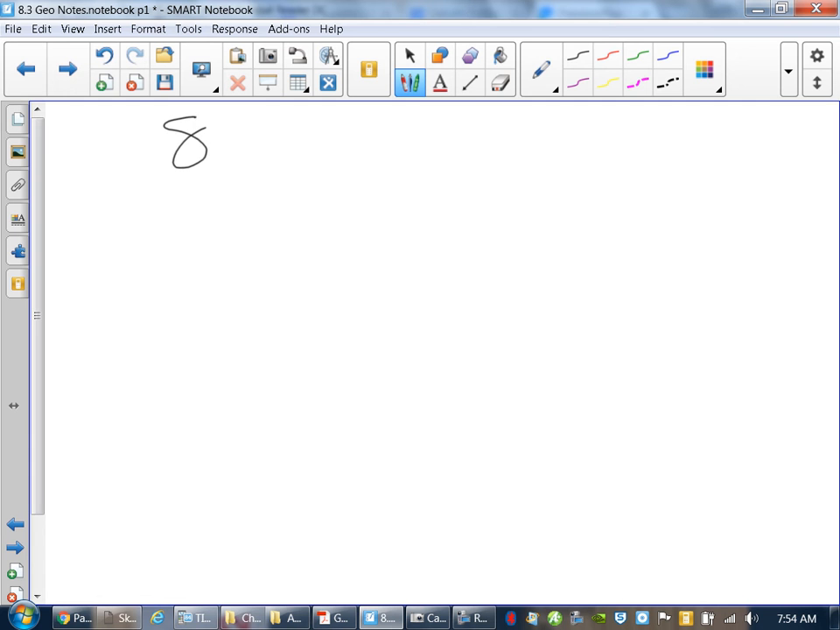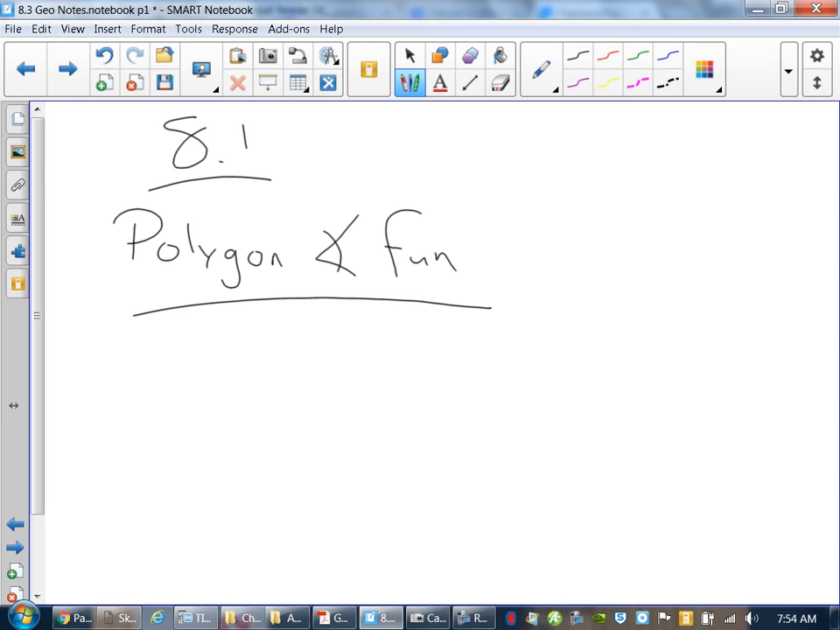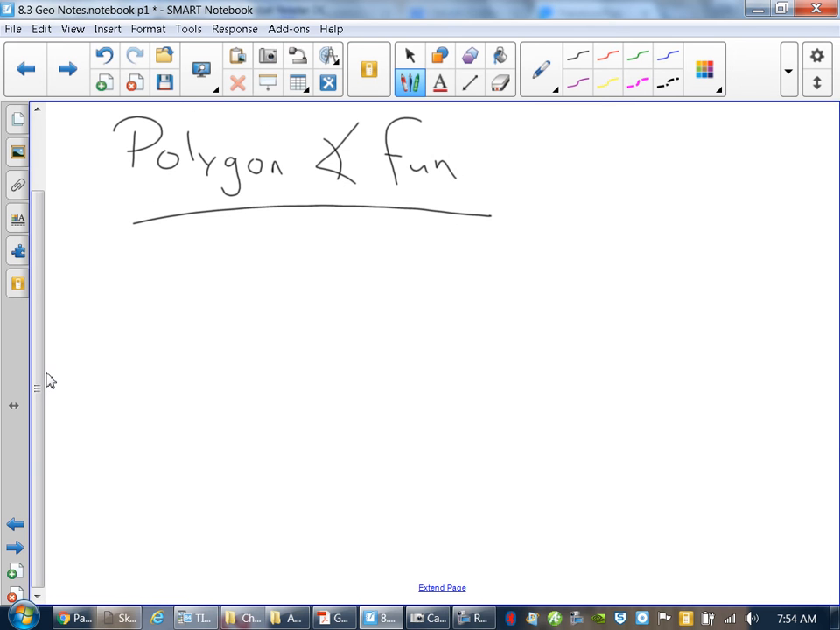Where we've been, 8-1. A1 was your polygon angle fun. Sure. So with polygon angle fun stuff, you have the sum of the interior. And the sum of the interior angles of any polygon was always the same generic formula.